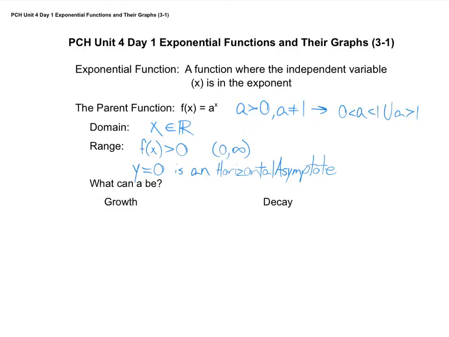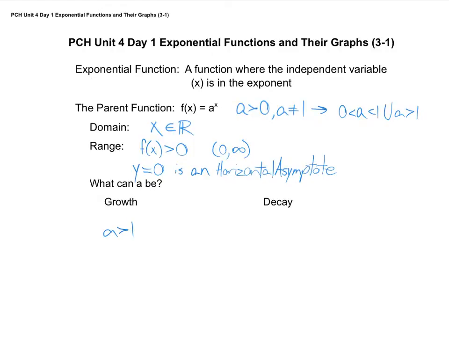Now, those two ranges of values are what define for us whether a function is a growth function or what we call a decay function. A growth or decay. Now, think about it. Which of these ranges for a is going to make our value grow? Greater than 1, okay? A is greater than 1.